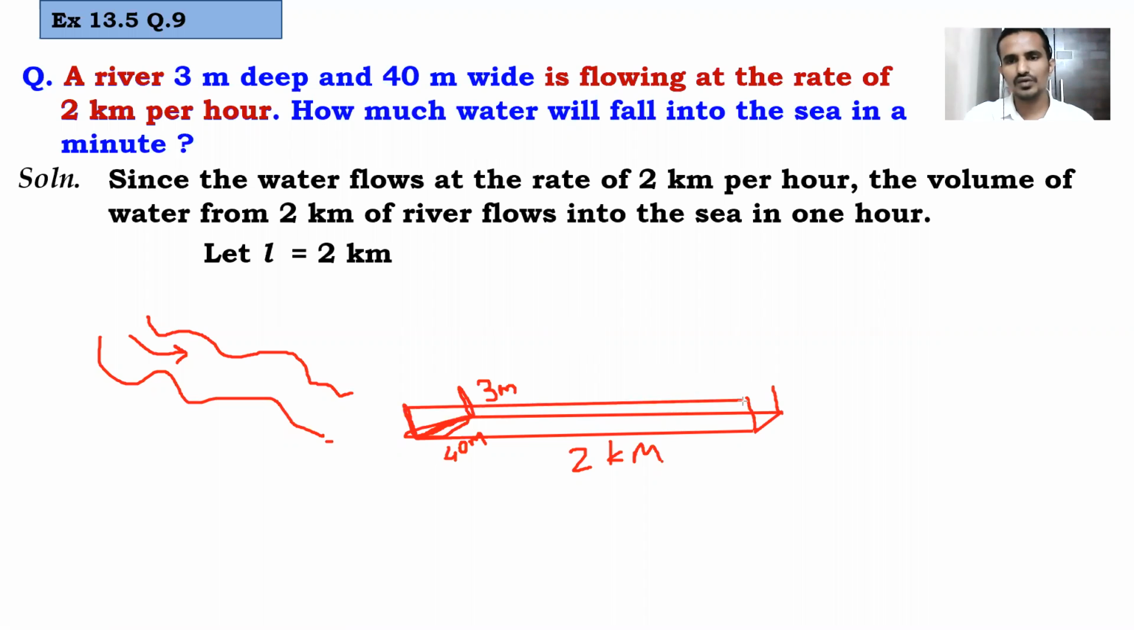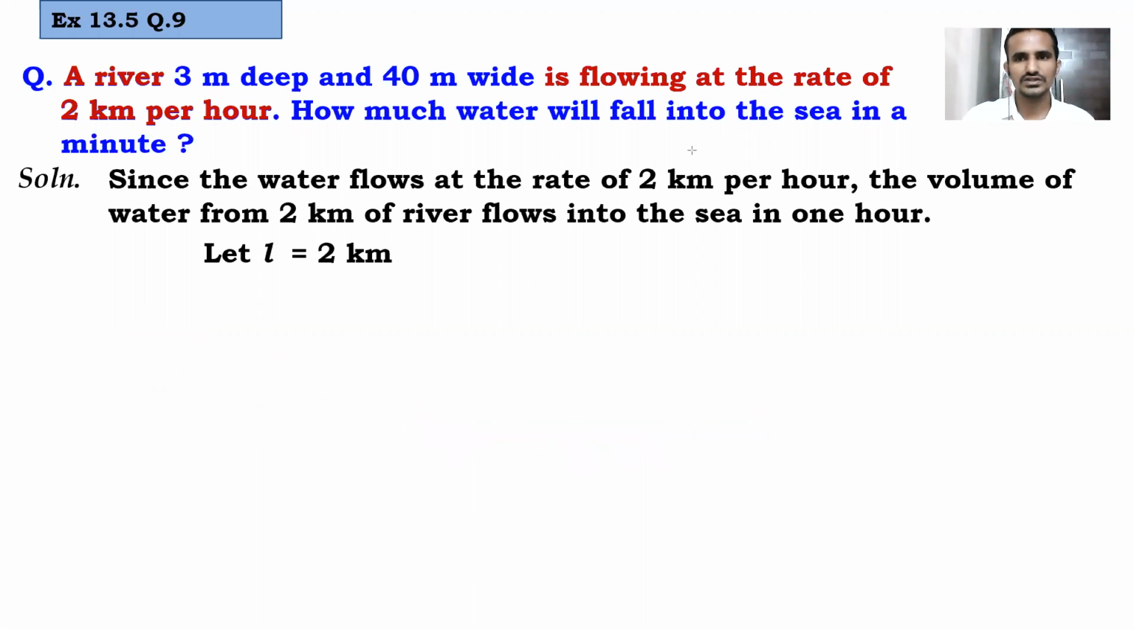The river is not going to take this shape, the water will keep on falling, but the volume of water falling into the sea will be equal to the volume of a cuboid whose length is 2 kilometer in 1 hour, the height is 3 meter and the width is 40 meter. So we have to find the volume of this cuboid, which is equal to the volume of water falling into the sea in 1 hour.